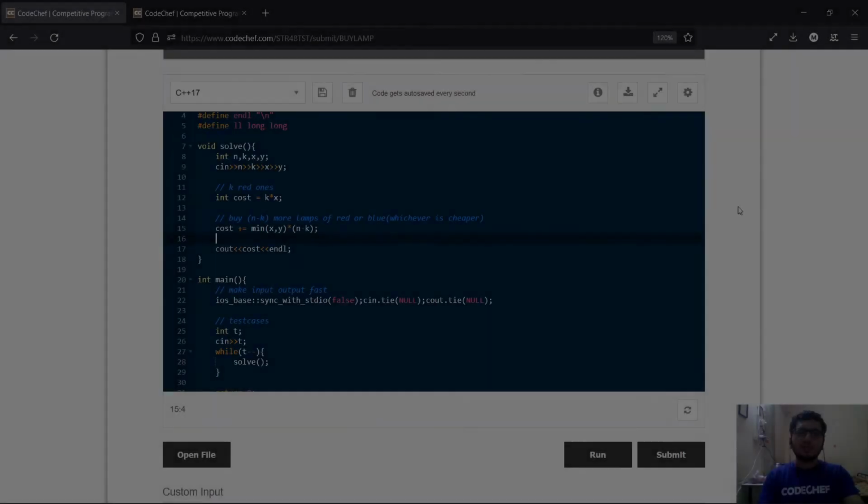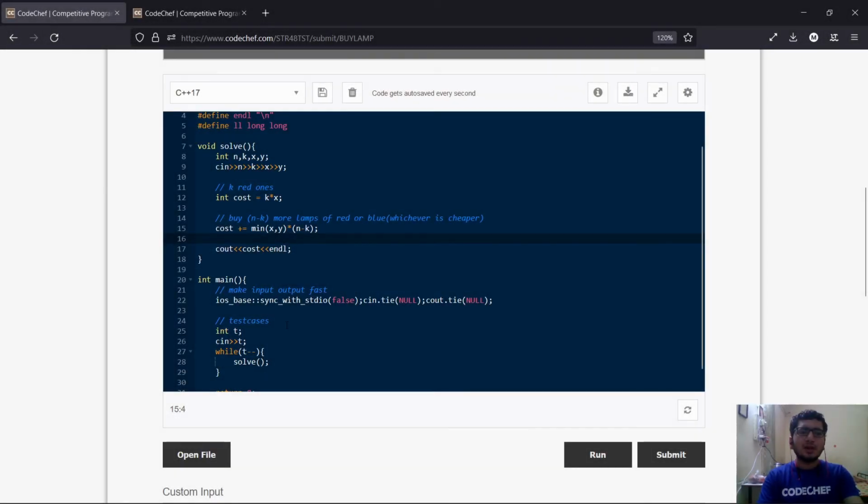Let's check out the C++ code. First of all, I have taken t test cases, and while this t loop runs, for every iteration we call the function solve. In solve, I am taking input for n, k, x, and y. As we discussed, first we consider buying k red lamps, so cost is equal to k into x. Now that we have already bought k lamps, we are left with n minus k.